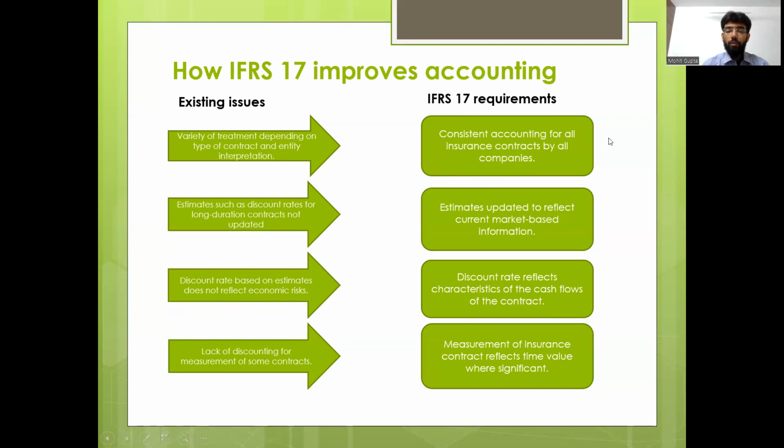And in order to overcome these issues, there are concepts or terminologies given in the standard. So discount rate is also given as per the standard. There are two methods that the companies can adopt: top-down approach, bottom-up approach. Also, current rates, current market-based estimates updated to reflect current market-based information. So they will do the calculation at best estimate liability. And in IFRS 17, we will be using a locked in interest rate at initial recognition, and in subsequent measurement. So as per the method, the interest rate will be used.